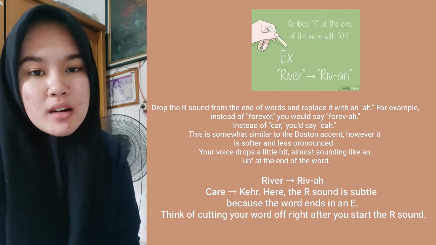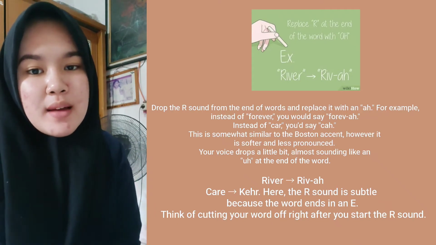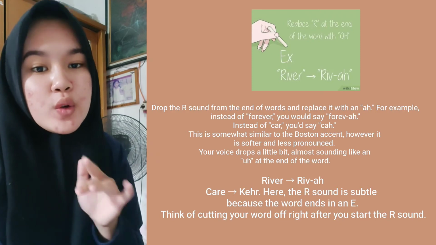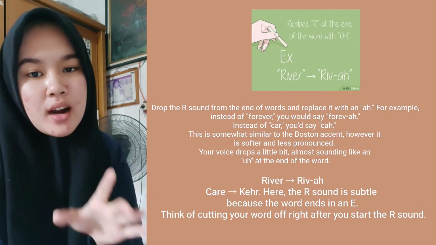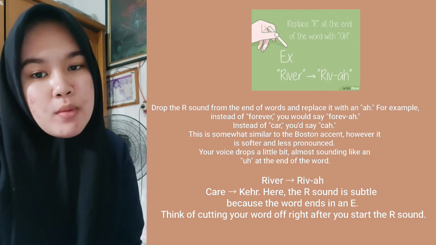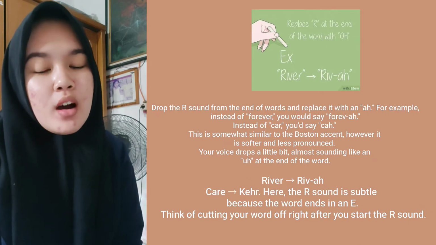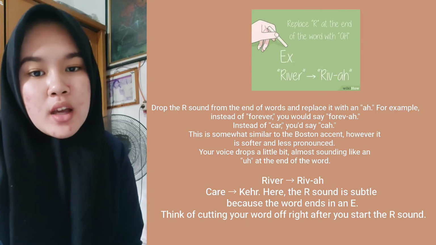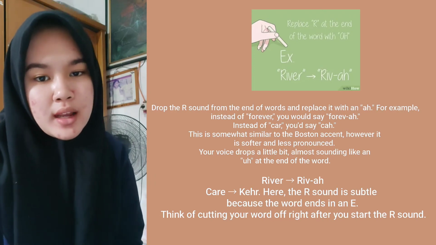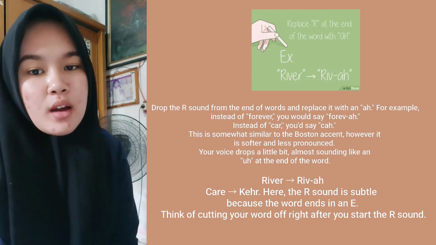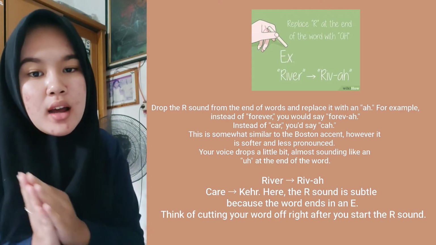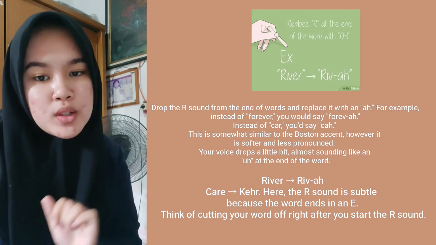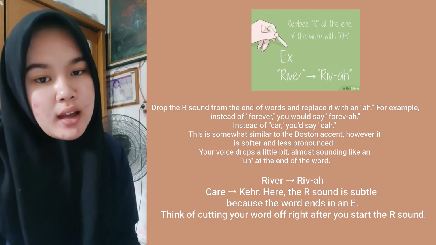Number 5, drop the R sound from the end of a word and replace it with an A. For example, instead of forever, you would say forevah. Instead of car, you'd say cah. This is somewhat similar to the Boston accent. However, it is softer and less pronounced. Your voice drops a little bit, almost sounding like an uh at the end of the word. River, care. Here, the R sound is subtle because the word ends in an A.